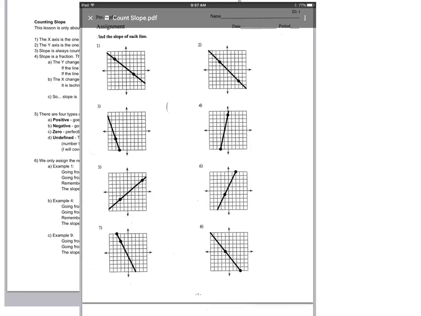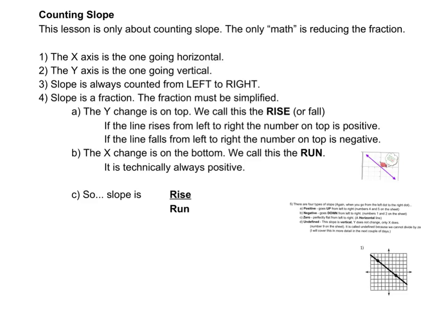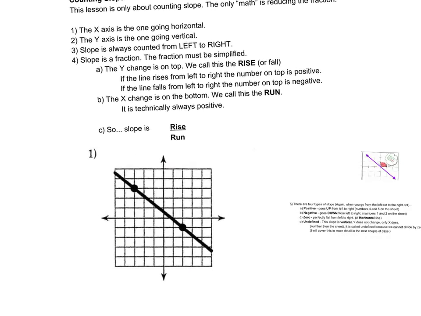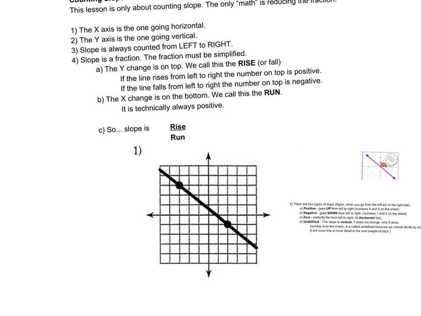So to review the lesson here, counting slope, this lesson is only about counting slope. There's not a lot of math here, except for reducing the fraction, which you guys know: anytime you see a fraction, you reduce it. And these, you can leave improper. So we start out here. The x-axis is the one going horizontal. As a reminder, if I bring this up, we can see that the x-axis is the axis that runs along right here. That's the x-axis. The y-axis is this one that goes up and down. You guys remember that? You've learned that before.